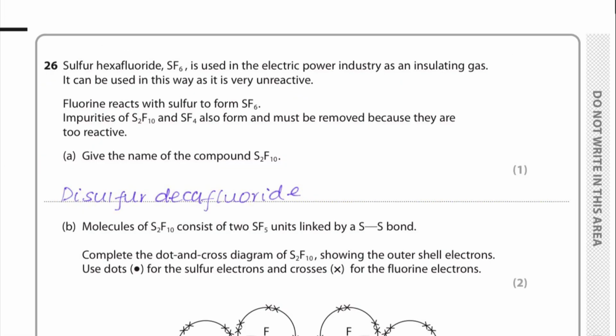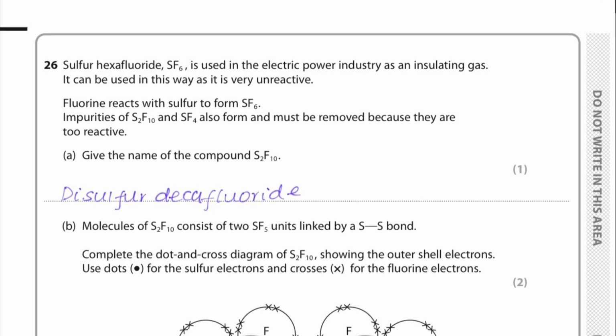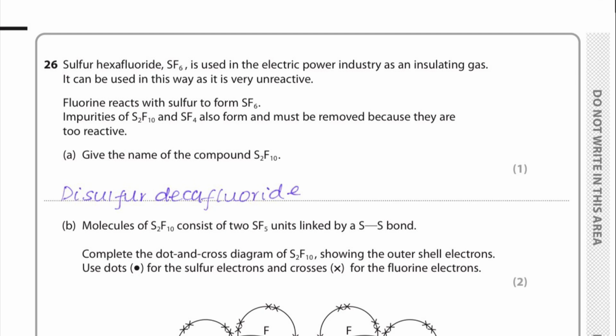Question 26. Sulfur hexafluoride is used in the electric power industry as an insulating gas. It can be used in this way as it is very unreactive. Fluorine reacts with sulfur to form sulfur hexafluoride. Impurities of disulfur decafluoride and sulfur tetrafluoride also form and must be removed because they are too reactive.